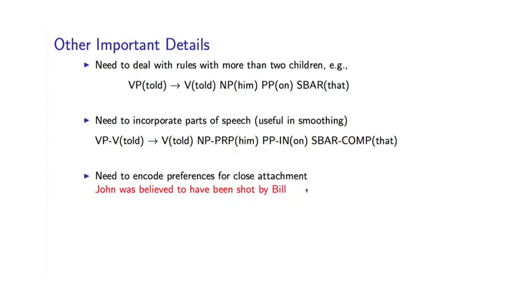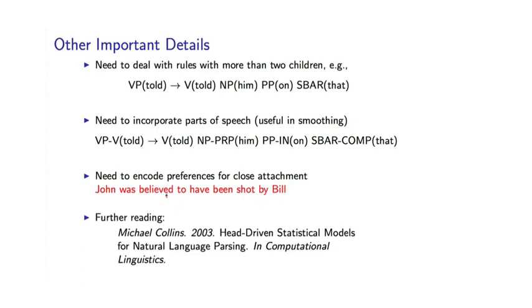Another thing is that you need to modify these grammars to encode preferences for close attachment. So coming back to this example, John was believed to have been shot by Bill. It's much more likely for by to attach to shot rather than believed. And we still haven't really addressed that problem. But there are modifications to lexicalized PCFGs which will allow us to learn those kind of preferences, and they are also very useful. If you want to read more about this, I'll post a link to a paper I wrote.